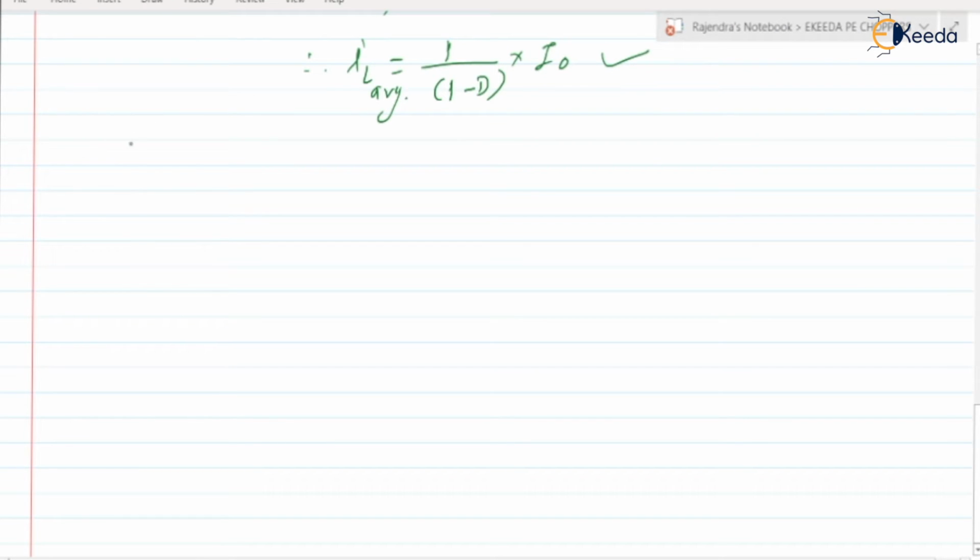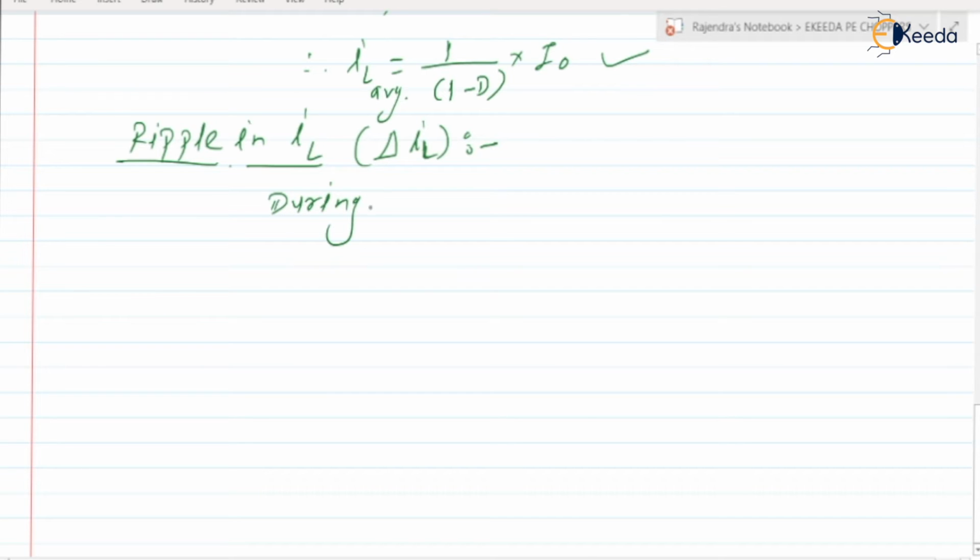Next, ripple in inductor current, that is IL. Ripple in inductor current is nothing but delta IL. Here, during T on, what is the VL? We know VL is equal to VDC, the same as the supply voltage. So VL is L into DIL by dt, which is equal to VDC.